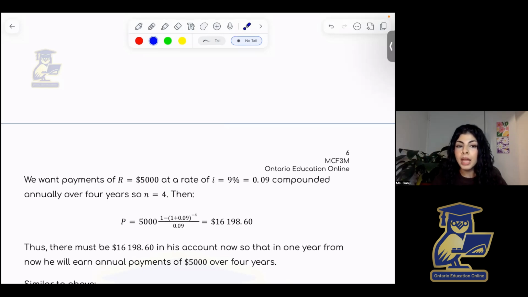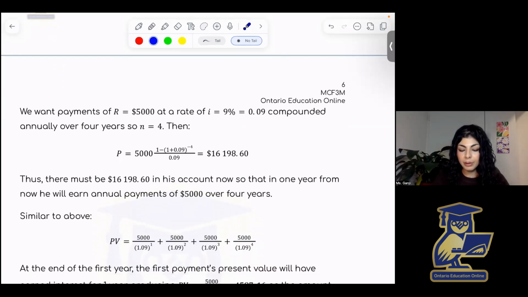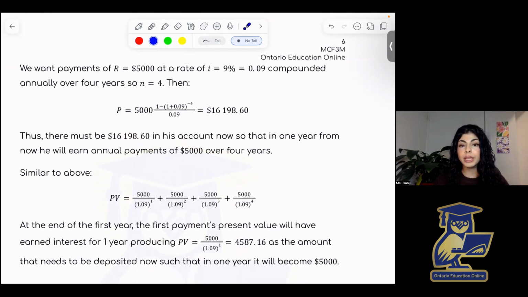So that's 4. So the present value is going to be 5,000 times 1 minus 1 plus 0.09, which is our interest, to the power of negative 4. Now, because we're working backwards in time, it's a negative here. And then divided by 0.09. And exactly as I mentioned, he does not need to invest $20,000 right now. He only needs to invest $16,198.60, so that over 4 years, he can earn $5,000.